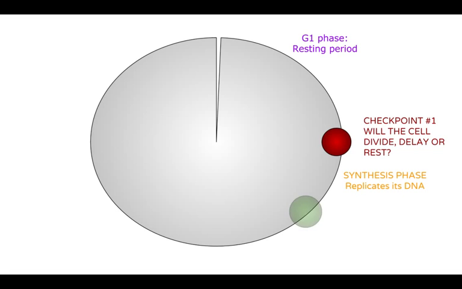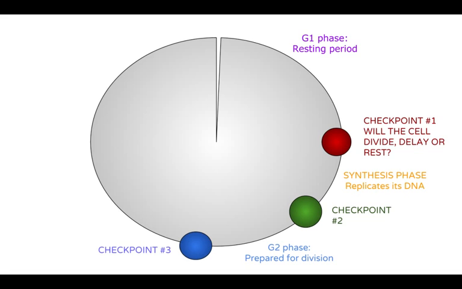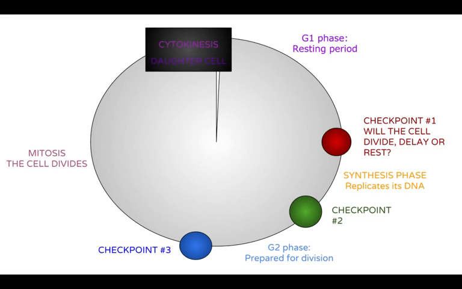Once the cell reaches the G2 phase, the cell is prepared for division. If it's approved again, the cell reaches the mitosis phase, where prophase, metaphase, anaphase, and telophase occur. By the end, the cell reaches cytokinesis, and if things go well, it divides, creating a new daughter cell.